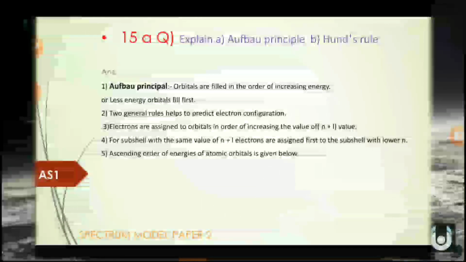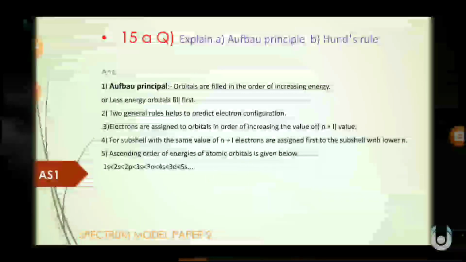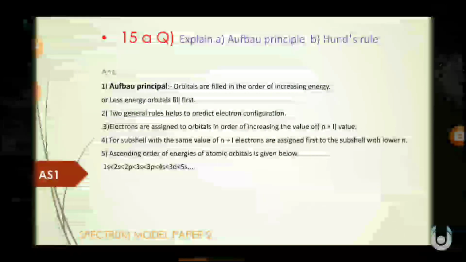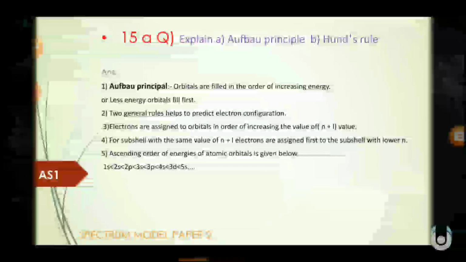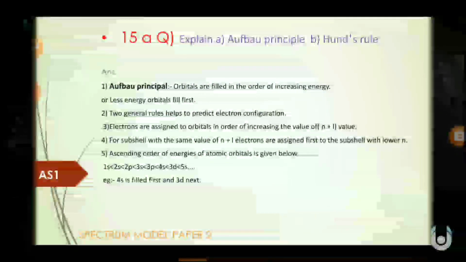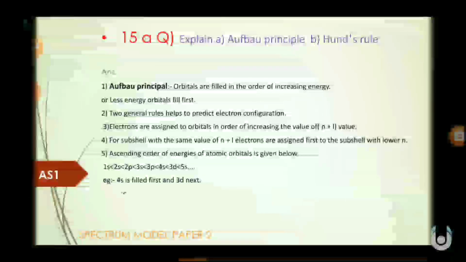Ascending order of energies of atomic orbitals is given below. 1s is less than 2s is less than 2p is less than 3s is less than 3p is less than 4s is less than 3d is less than 5s, and so on. Example, 4s is filled first and 3d next, because 4s has less energy than that of 3d orbital.